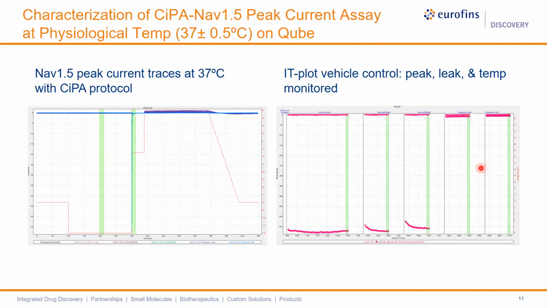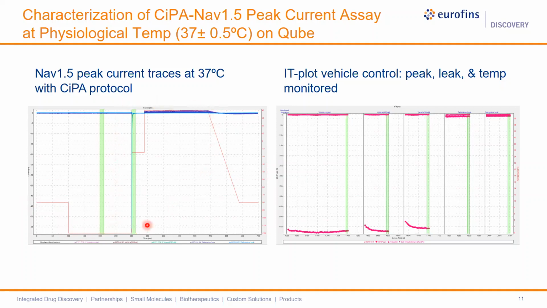So here I'm showing the characterization of the CiPA Nav1.5 peak sodium current at physiological temperature on the system. And again, why do we call it CiPA Nav1.5? Because we're using the CiPA Nav1.5 current protocol, which we optimized with the CiPA consortium.